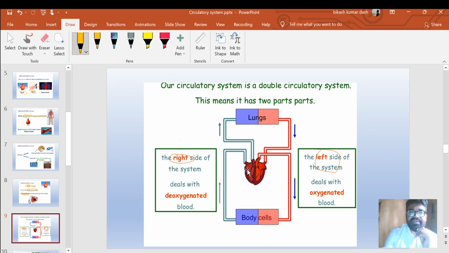Then move to the next slide, the circulatory system. In the human body, the circulatory system is termed a double circulatory system. That means it has two parts: the right part, which has an atrium and a ventricle, and the left part, the same as the right part. The right part deals with deoxygenated blood, and the left part deals with oxygenated blood. As the blood passes two times through the heart, it is termed the double circulatory system.